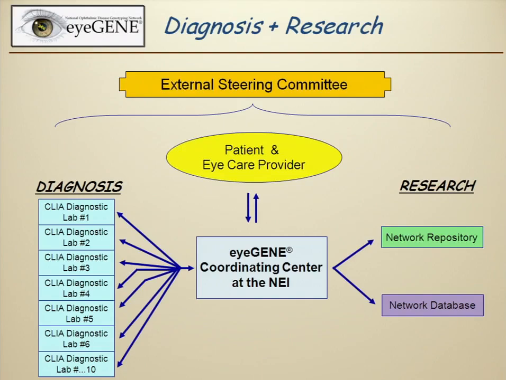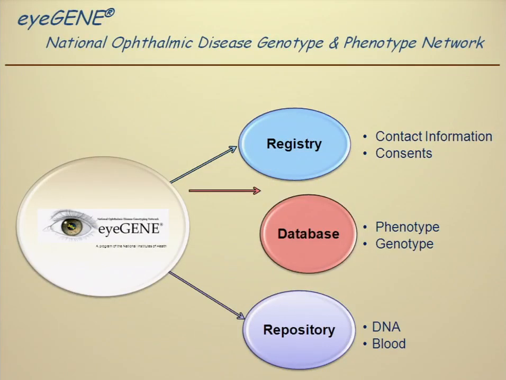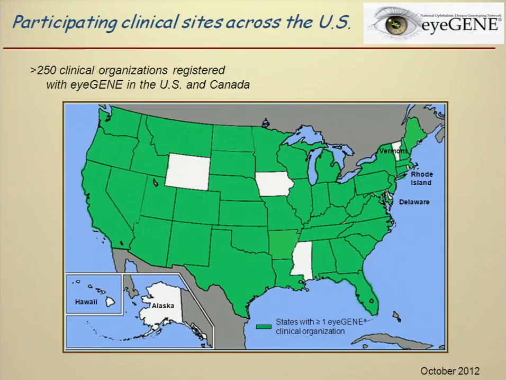That's medical care. At the same time, the individual signs a consent right up front that says, anonymize my information, keep it safe, but use it for research so that we can understand what these diseases are and how to proceed. So we've got a unified medical care and research venture going. It has a registry, consents, contact information, the phenotypes, meaning the medical characteristics, the genotypes, the gene level, and a repository of samples.